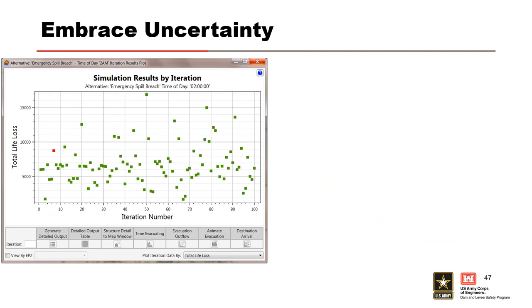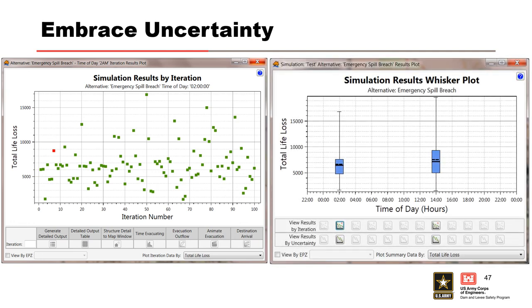Uncertainty, here's an example of what you'll see from a life simulation where you do Monte Carlo and you get, for each one of those dots represents a different simulation of the entire event and life loss estimate associated with it. And you can see the spread there and start understanding, all right, what's leading to this spread? What's driving my uncertainty? And there's another way to look at it, just your mean and your max and min and spread. Stephanie will talk about this a lot more, but embrace it. Understand that if you're talking about life loss, there's gonna be a lot of uncertainty. You need to be able to talk about it. Don't shy away from it.